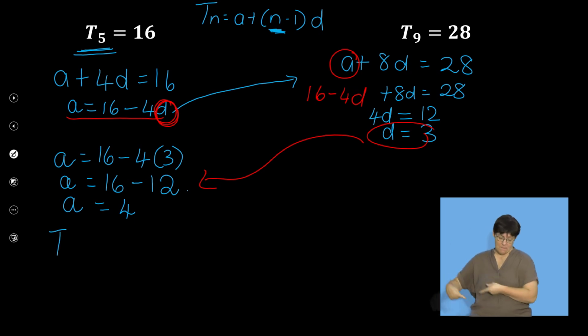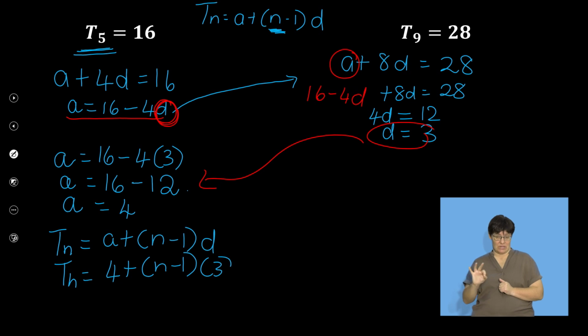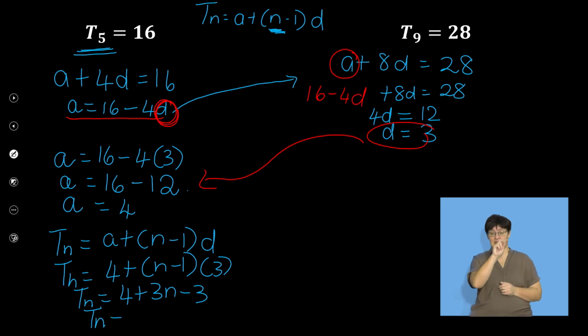So Tn will be equal to A plus n minus 1 D. And I've now found my A to be 4, and I know that my D is 3. So if I simplify that, I'm going to have Tn is equal to 4 plus 3n minus 3, which means that Tn is equal to 3n plus 1.